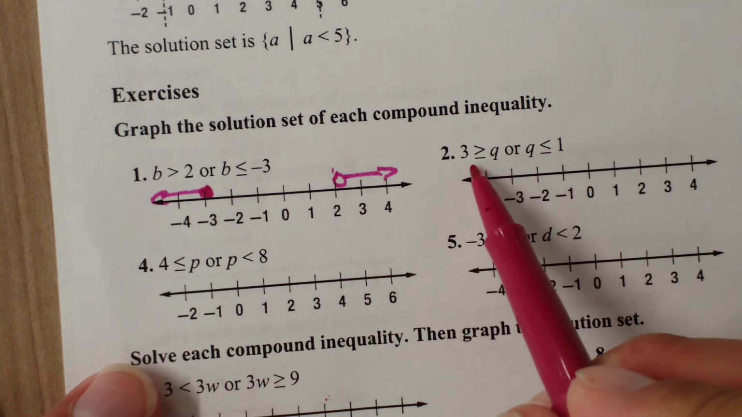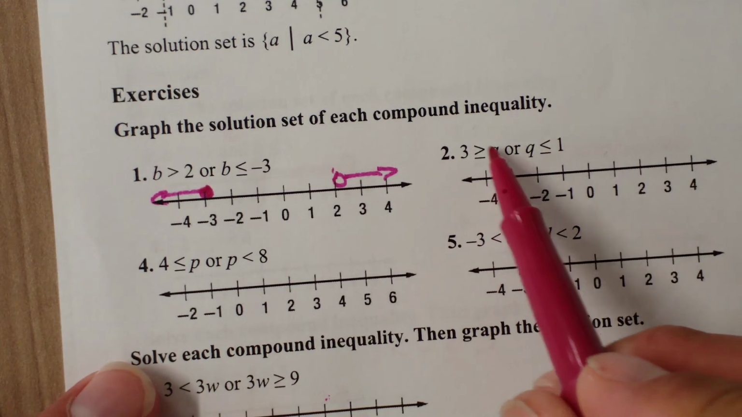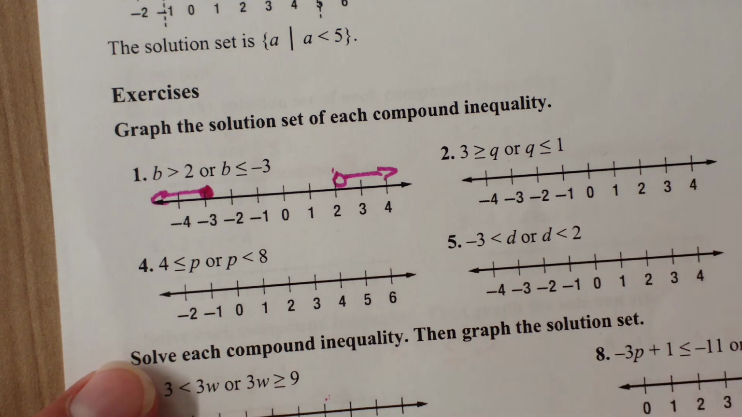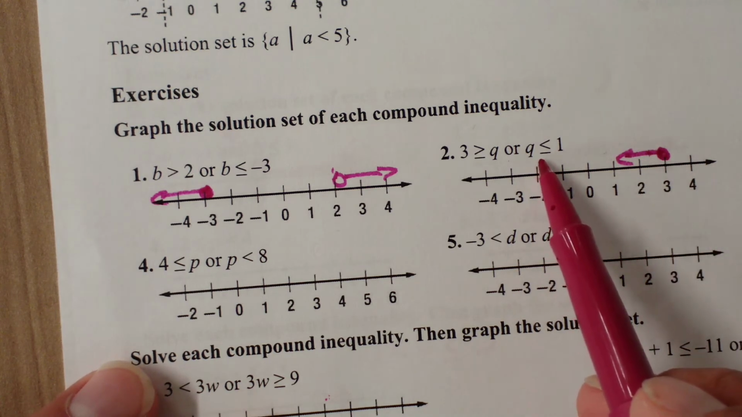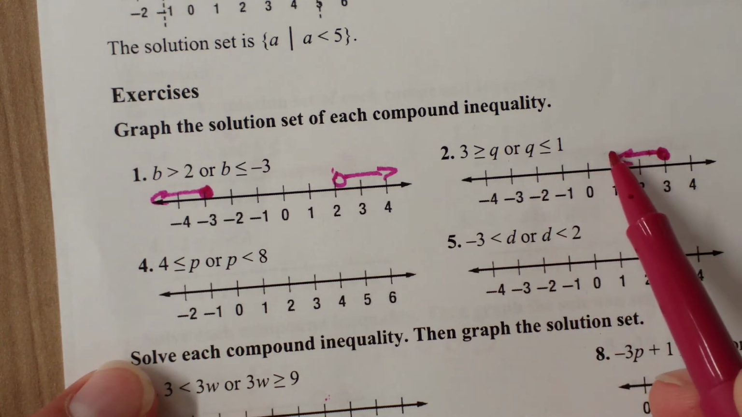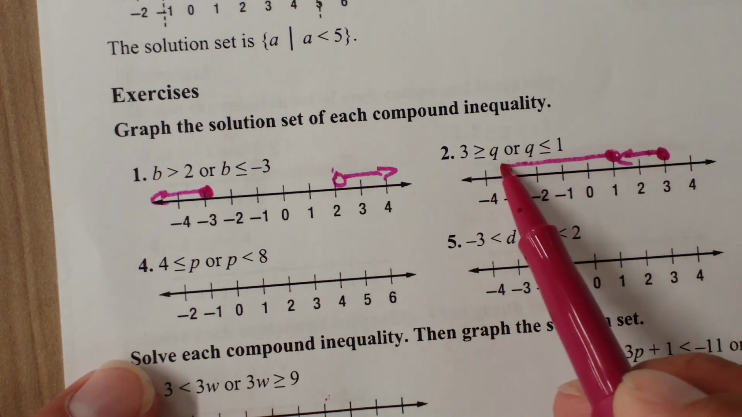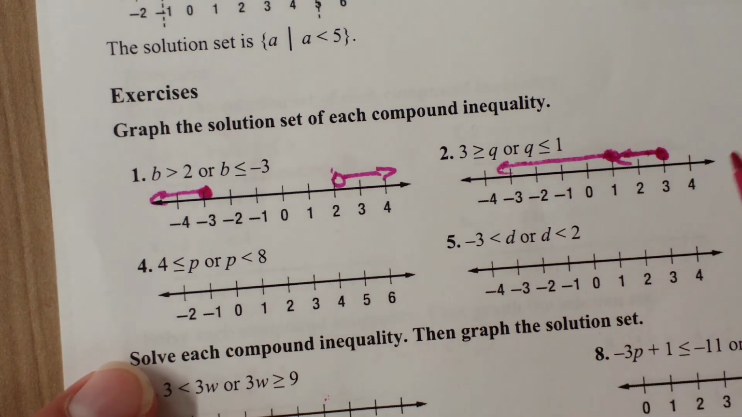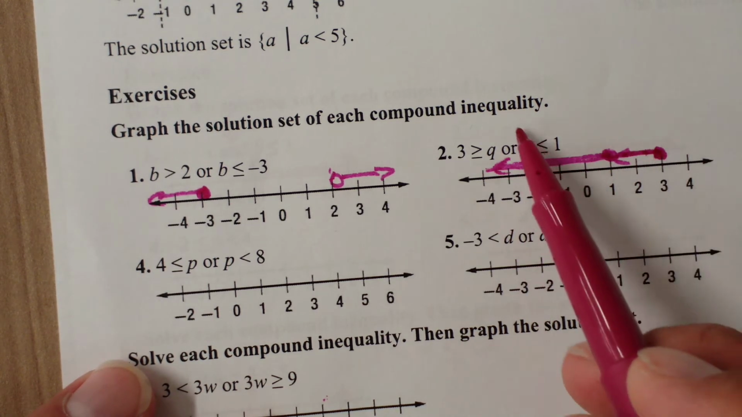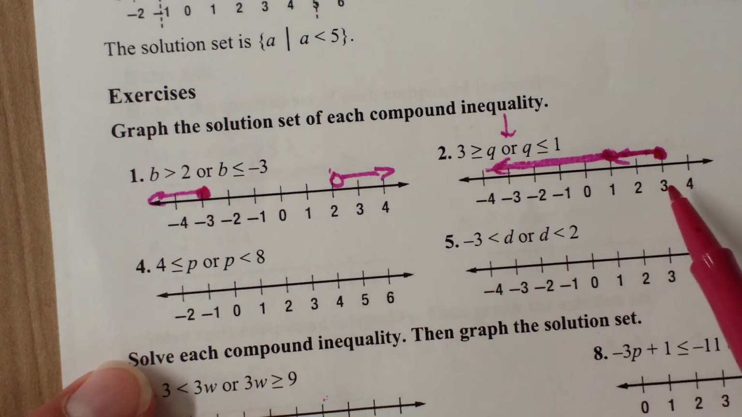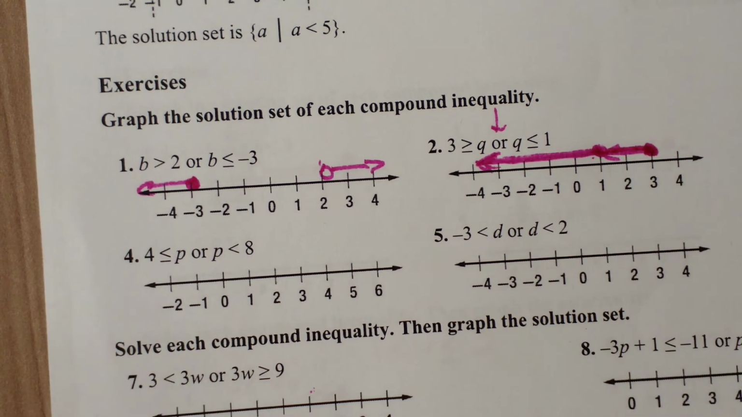So for this one, 3 is greater than or equal to Q. Read backwards, it is Q is less than or equal to 3. So this arrow is going to go this way. Q is less than or equal to 1. So we've got a circle here. So the arrows for this one, now I said normally, but not always, these arrows are going the same way. So since the connecting word is or, I only need where one of them is true. And from here on, at least one of them, and sometimes both of them, are true.